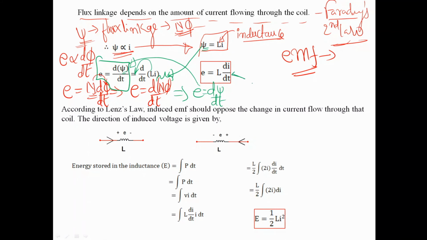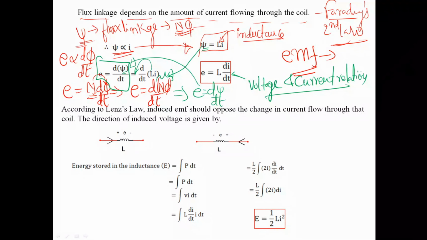Therefore, this is the voltage and current relation in an inductor. So what is the voltage current relation in an inductor? It is given by E is equal to L di by dt.